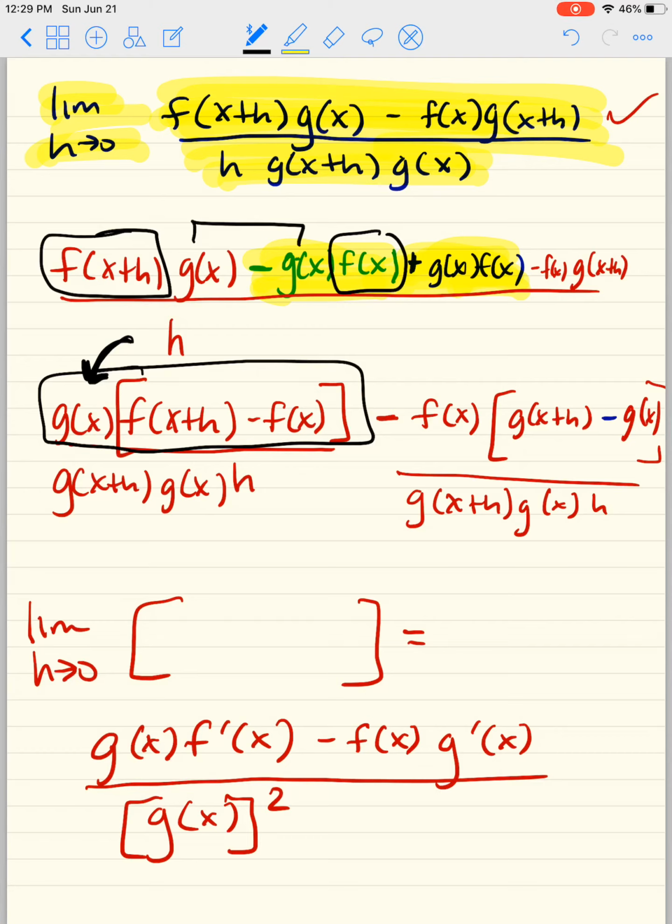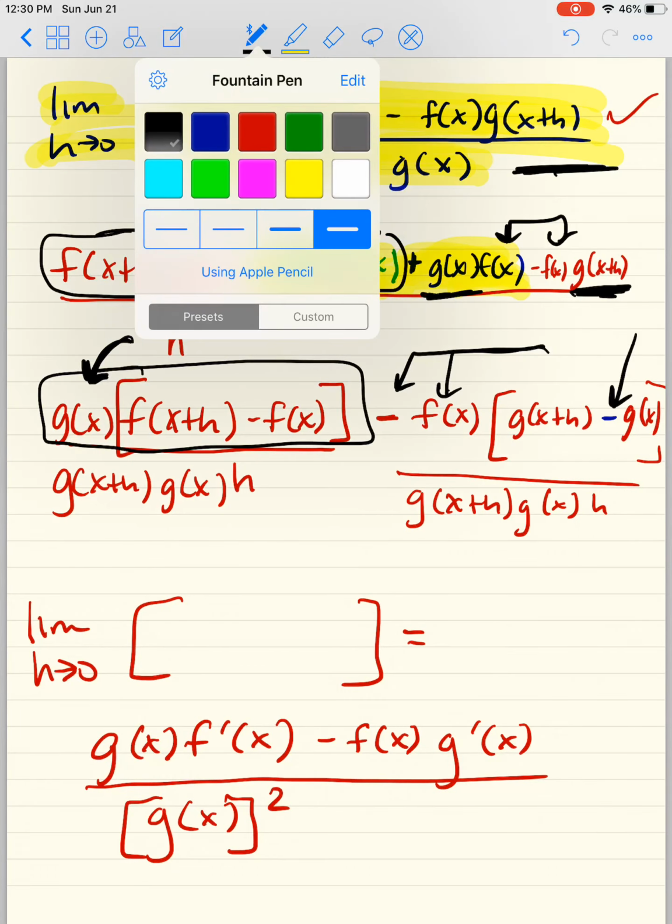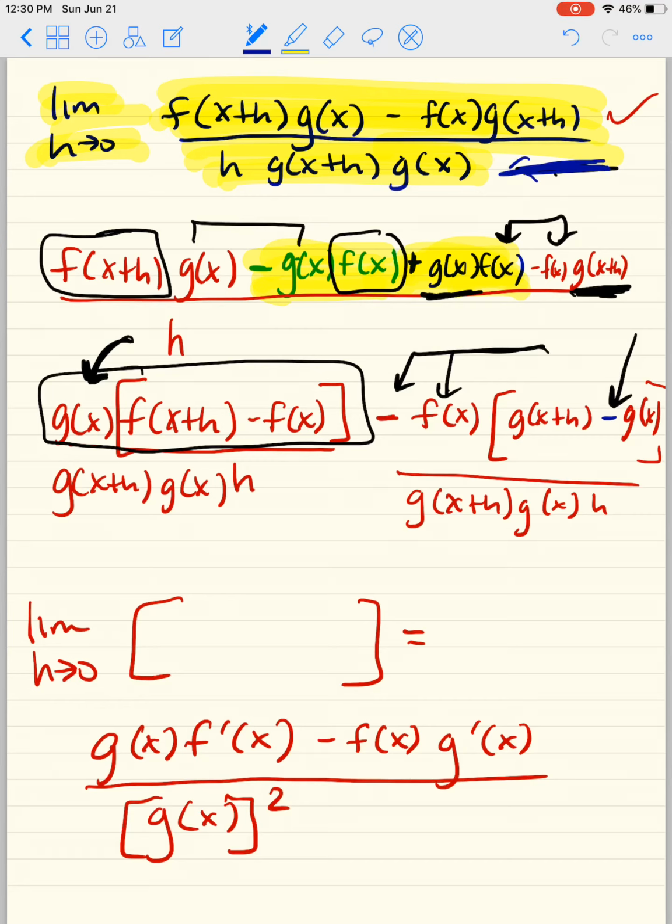Then I'm going to do the same thing. I'm just going to now factor out the f of x, okay? Once you factor out the f of x, you're left with g of x plus h and g of x. But what I did here was I didn't just factor out f of x, I factored out a negative f of x because I'm trying to get this into the format of g of x plus h minus g of x. Now, I have my denominator here. Let's choose a different color. I have my denominator here, and I'm just going to put that denominator under each piece, okay?